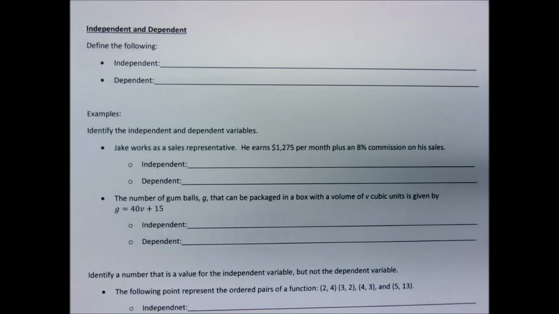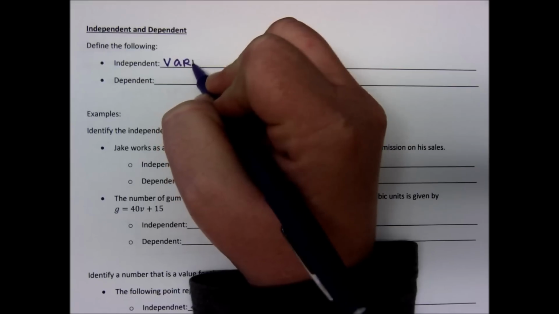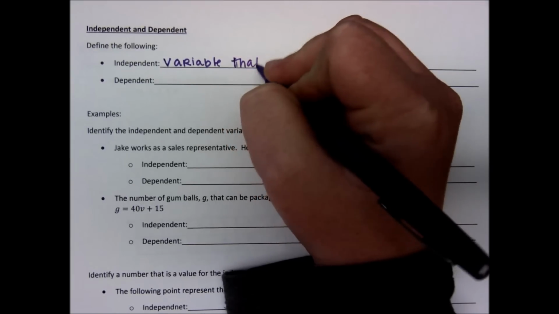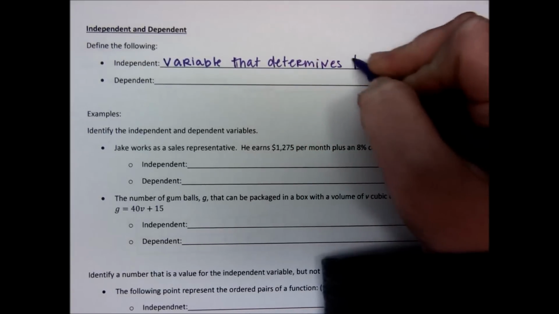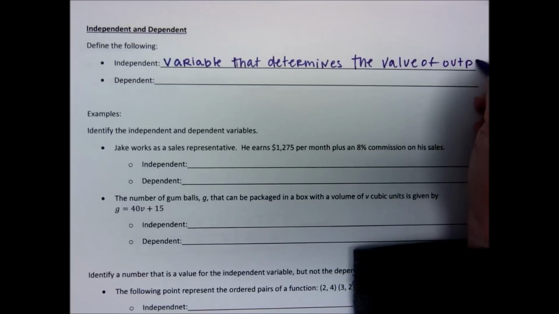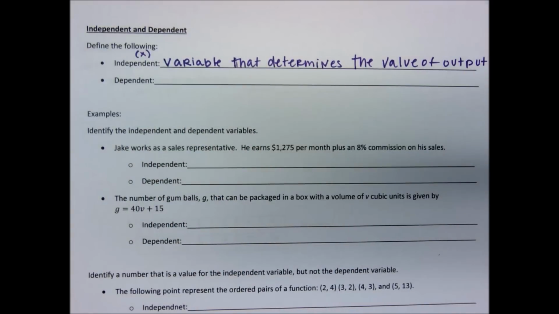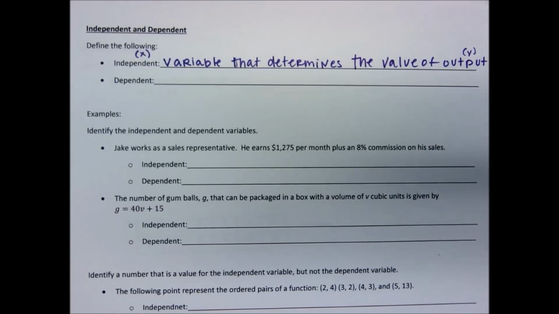Alright, so this section is over independent and dependent. So let's start off with the definition of independent and dependent. Independent is a variable that's value determines the value of an output. Now, we generally call this independent variable our x because that's usually what it is, but it's whatever letter is inside the equation that we're talking about. And the output is usually the y, or whatever we're equaling, whatever's on the other side of the equal sign.